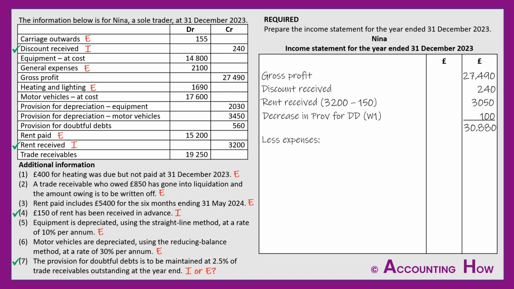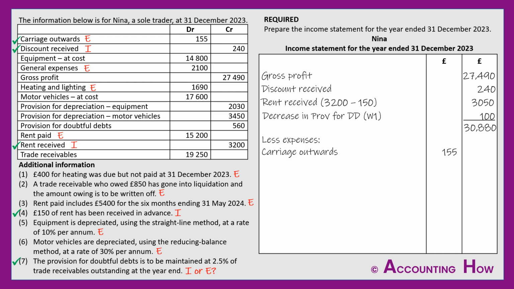Okay, now then I'm on to the expenses stage. So I've got a side heading, less expenses. And I'm just going to go from the top to the bottom again, working through the list, looking out this time for the E's. So the first one was the carriage outwards. I don't remember reading anything about that in the additional information, so that can just go straight in, 155. And then little green tick, dealt with.